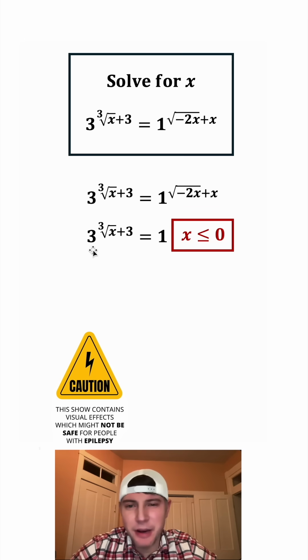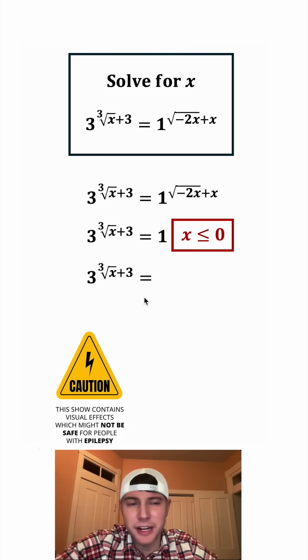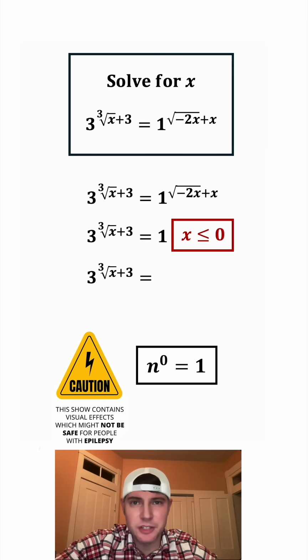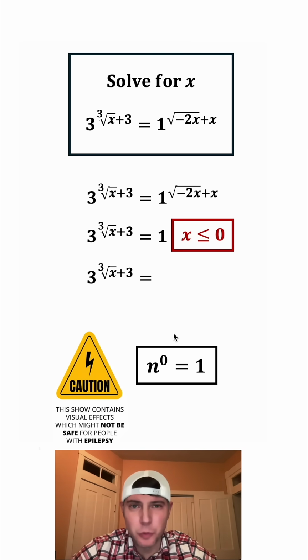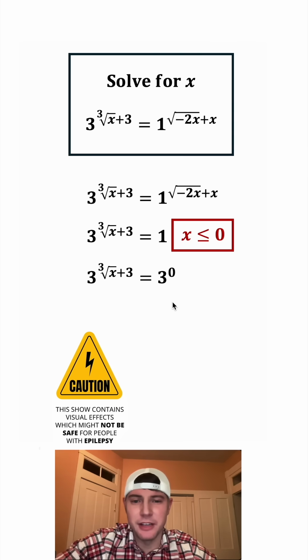Now for the next step, I think this is going to be easiest if we can give these two the same base. Let's leave the left-hand side alone, and on the right-hand side, we can use these notes. Anything to the power of 0 is 1, so we can rewrite this 1 as n to the power of 0. And now we can change this n into anything we want. Let's change it into 3. So now both sides of the equation have a base of 3.